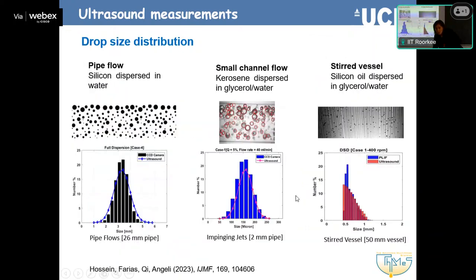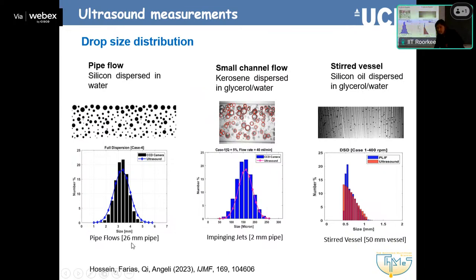Okay, I want to show you some results on that because we have spent a lot of time trying to do it. These are three different examples. This is our impinging jets I had before. This is now a pipe flow, a centimeter-size flow, and we have silicone oil dispersed in water. Here we had kerosene dispersed in glycerol water, because we tried to have slightly better imaging by bringing the refractive indexes closer. And this is silicone oil dispersed in glycerol water.